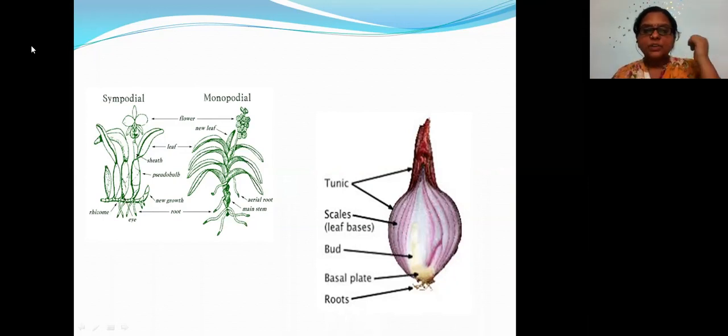But on the other hand, when you see the monopodial, they come from the terminal. What do you mean by that? This is the plant, so you have a terminal bud, so it grows from here, then it has a terminal, it grows from there. So you can see that it has an erect direction. Okay. So that's the only difference between the sympodial and monopodial.